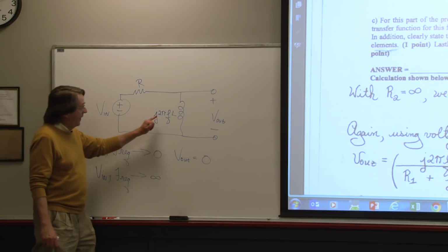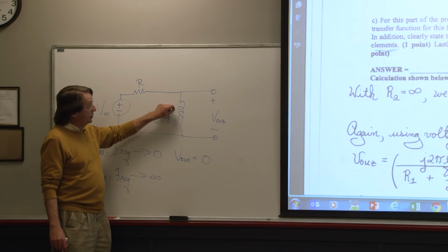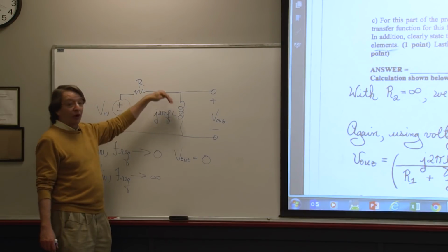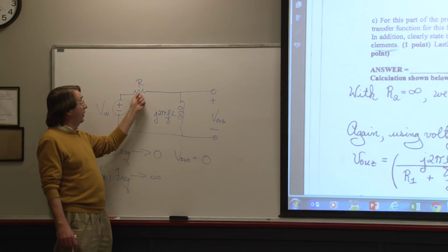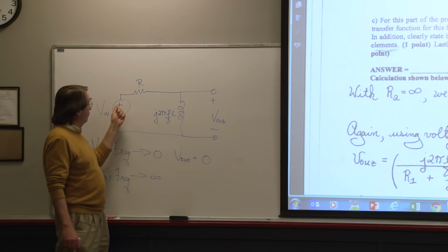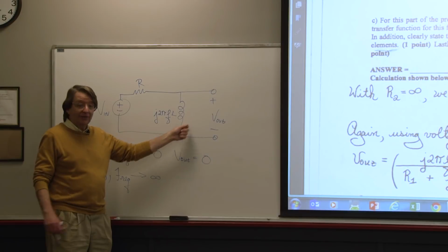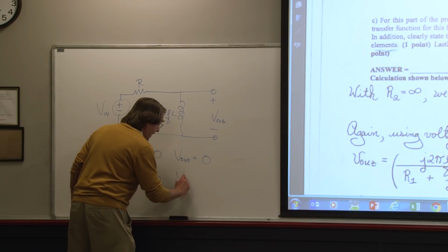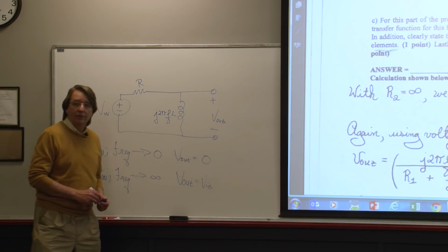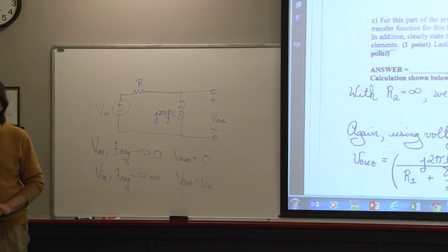Parker, if f approaches infinity, this inductor becomes an open circuit. If the inductor is an open circuit, there's no current flowing. If there's no current flowing, there's no voltage drop across the resistor. So V in equals V out. So V out equals V in. Parker, how did I do? So it has to be a high pass.